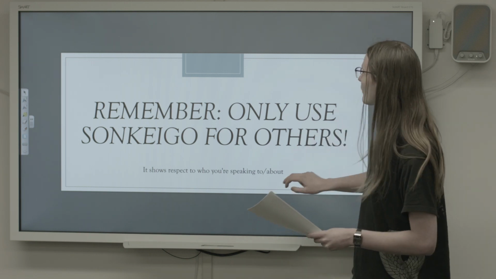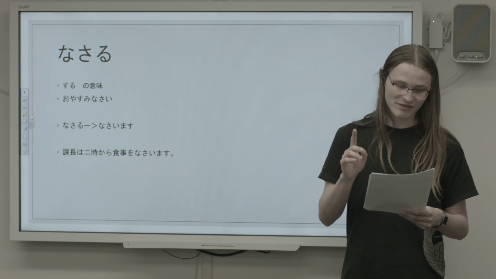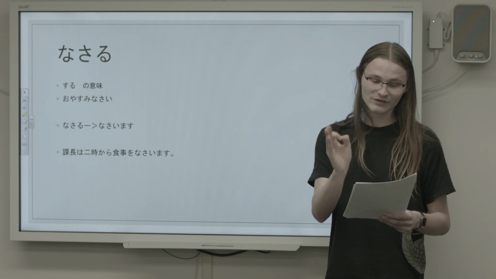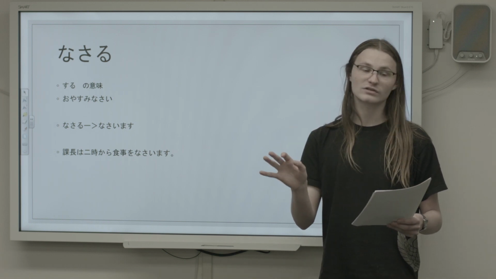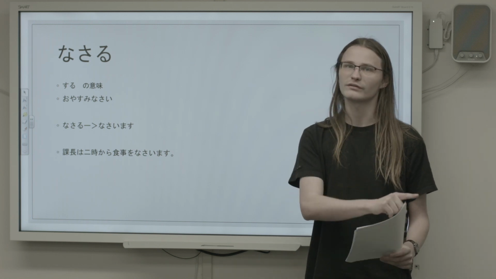In this video, I will cover 4 Sonkeigo verbs that are extremely common, and 3 of which I would bet are not entirely unfamiliar to you. These 4 verbs, however, are among the few verbs in Japanese to have irregular conjugation, so they do require some special attention beyond just memorizing their use in phrases.